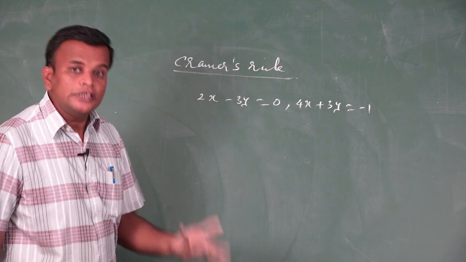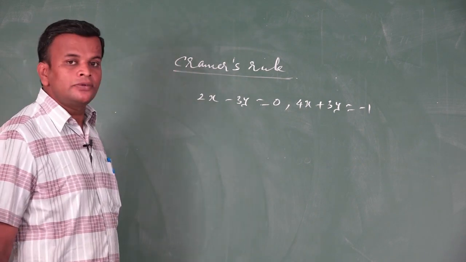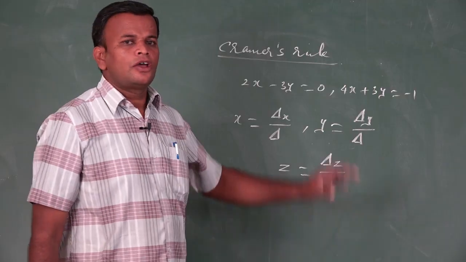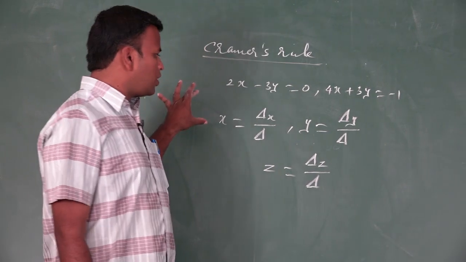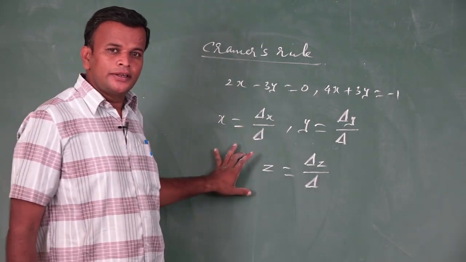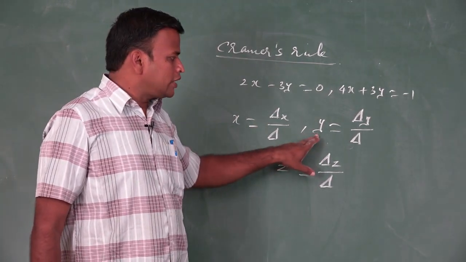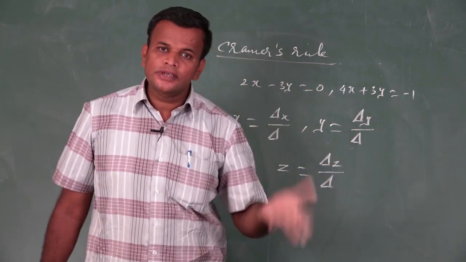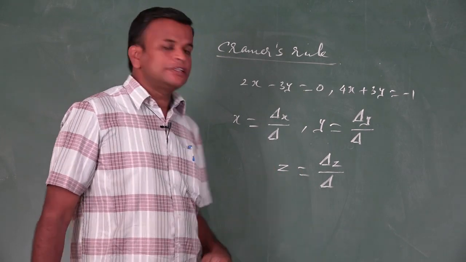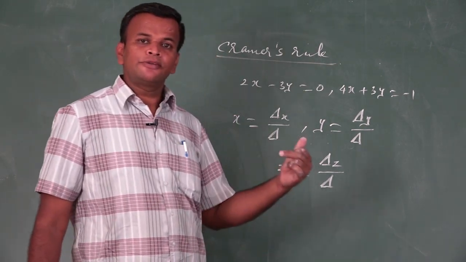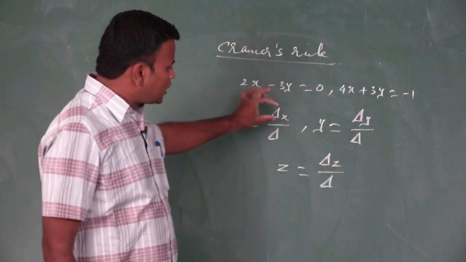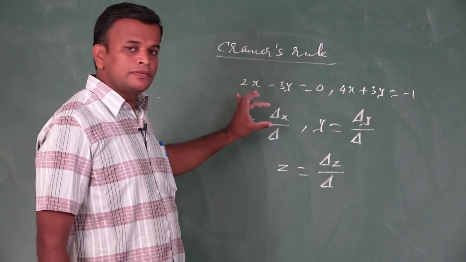First I will tell the formula, then how to find the terms. Using Cramer's rule, the formula for x is del x by del. The value of y is del y by del. Suppose three equations and three unknowns are given, the formula to calculate z is z is equal to del z by del. We read it as del x, where x is written as a small suffix.